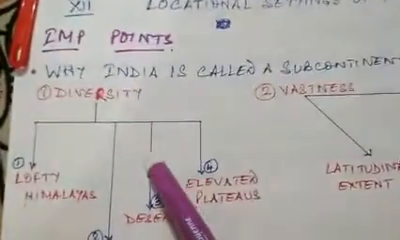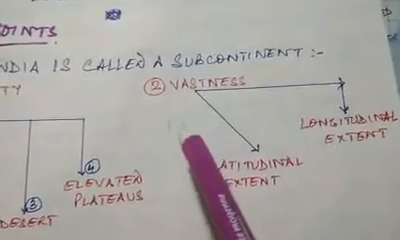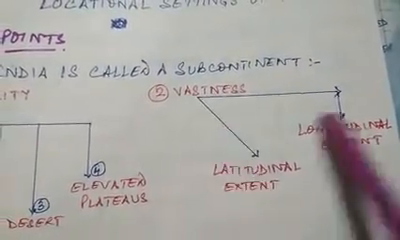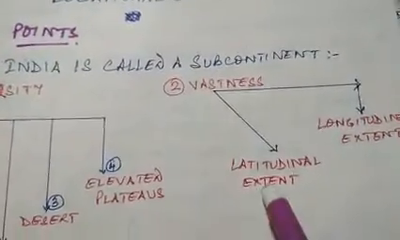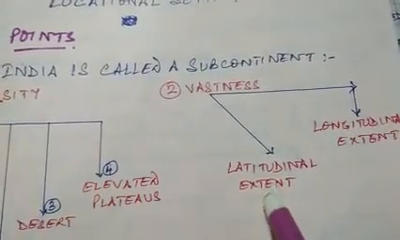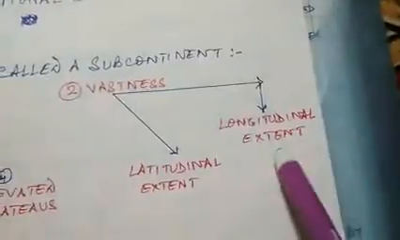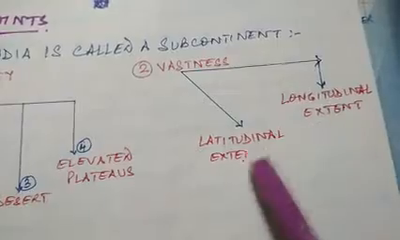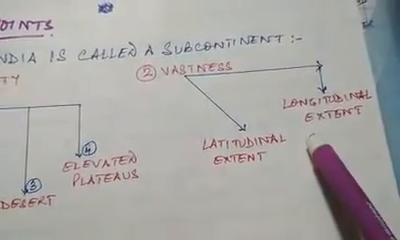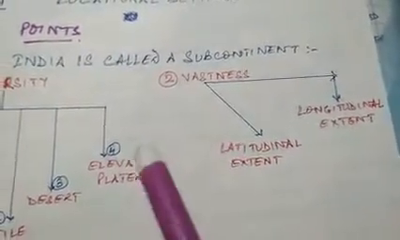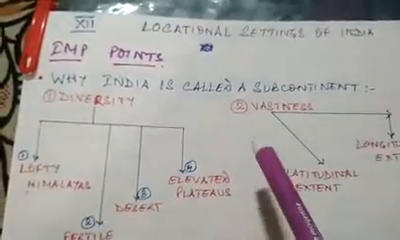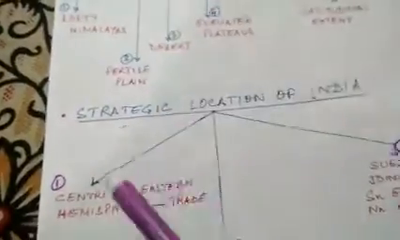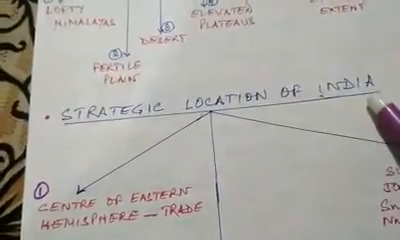Along with this diversity, you will have to add another point, vastness. Now, for vastness, 2 things you will have to mention. The latitudinal extent of India, you will have to give the exact latitudinal extent, and the longitudinal extent of India also. Unless you explain this, that is, give their extents, marks will not be given even if you write the 2 correct points. Alright?